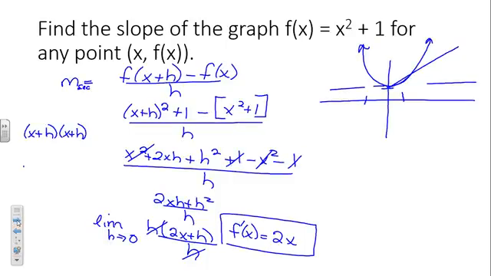I just wanted to show you that this is why the slope is this way. At 0, we've got a horizontal tangent. At 1, we'll have something with a slope of 2. At 2, we'd have something with a slope of 4. It's getting steeper, just to give you an idea of how that relates. But this is your final answer. This is all you have to find.